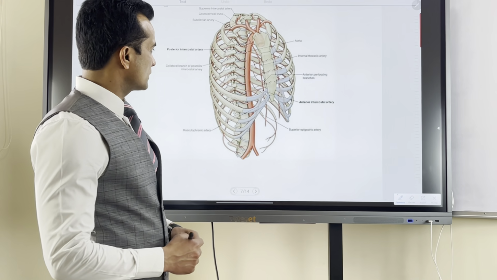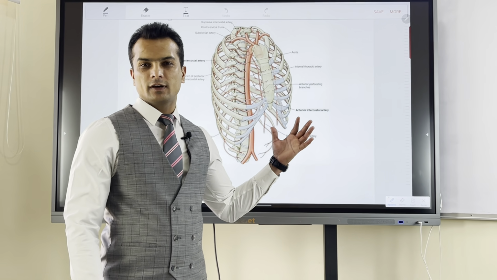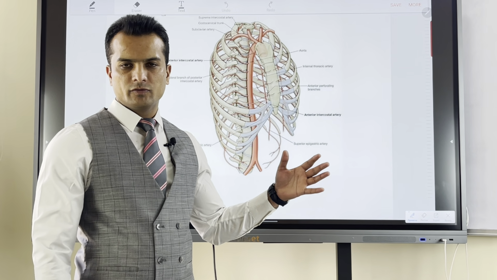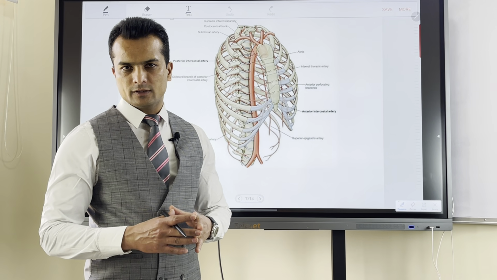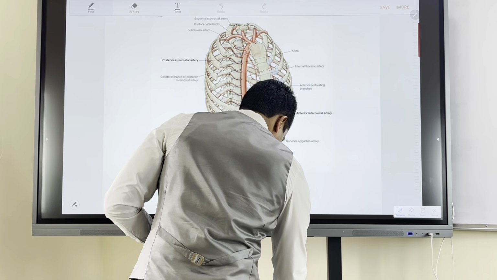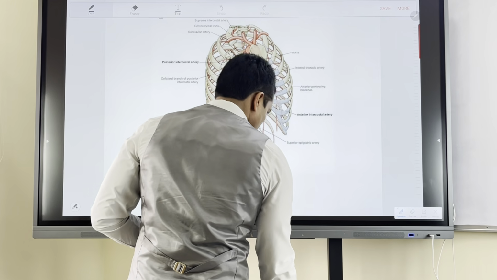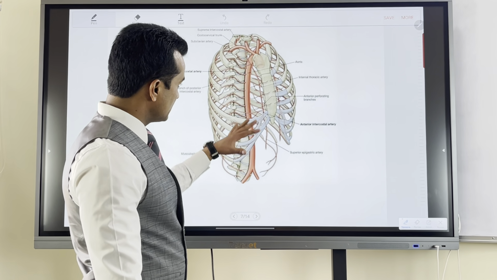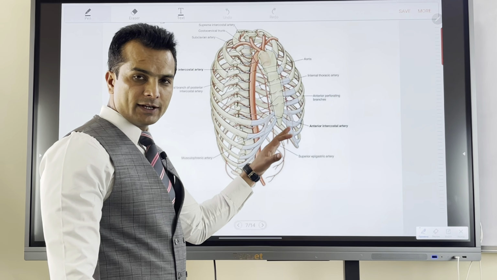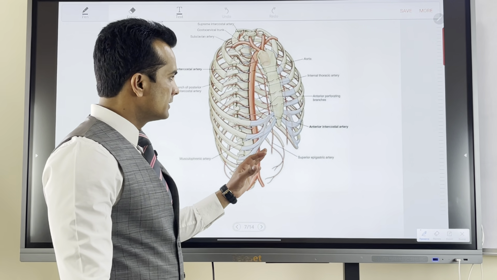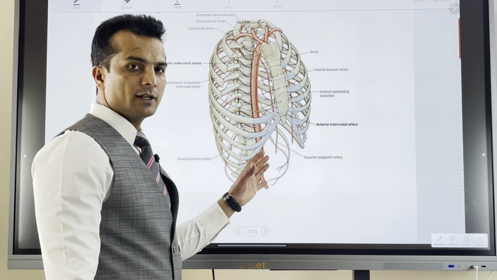Today we are going to discuss the blood supply of the chest wall. We will discuss the blood supply of the anterior chest wall, then the blood supply of the posterior chest wall. So let's start with the blood supply of the anterior chest wall. First we will draw the blood supply of the 11 intercostal spaces on the anterior side and the 11 intercostal spaces on the posterior side. Then we will discuss this image also.